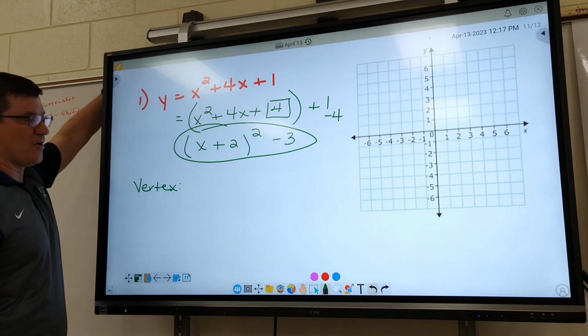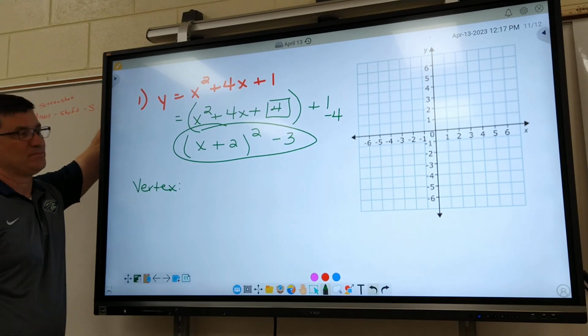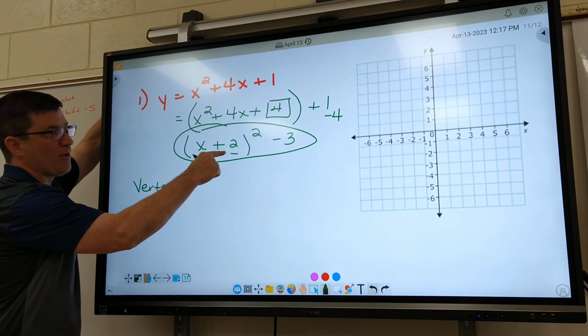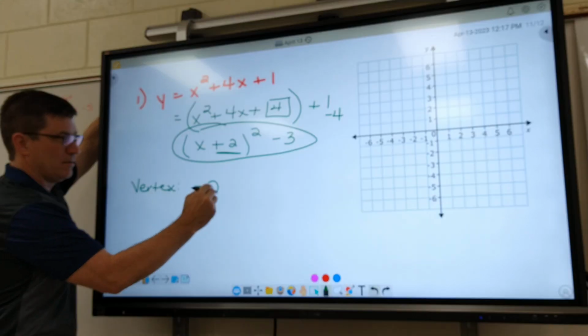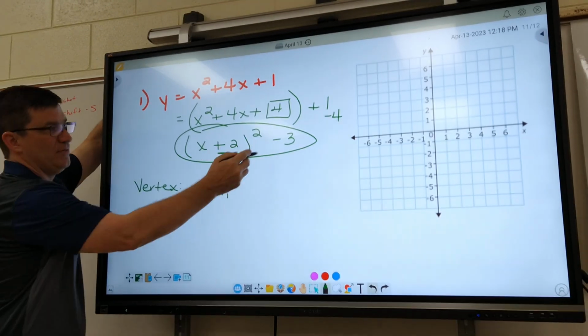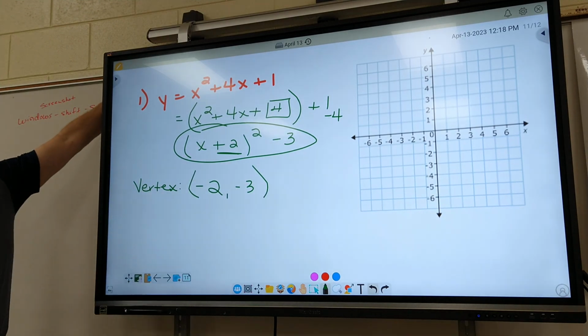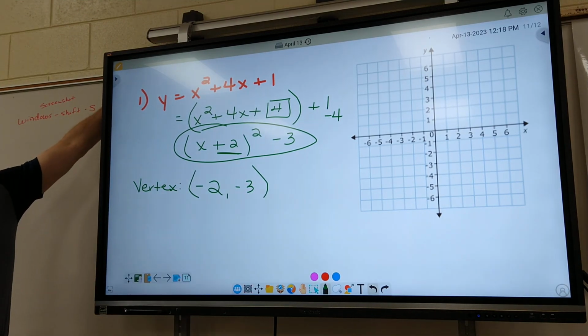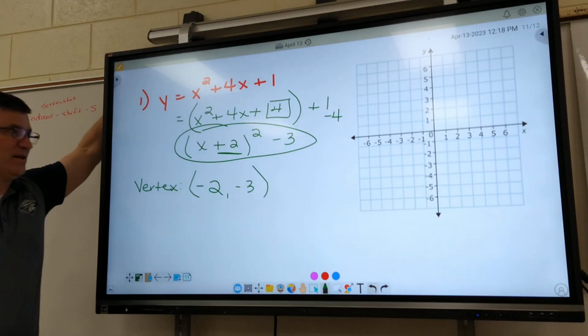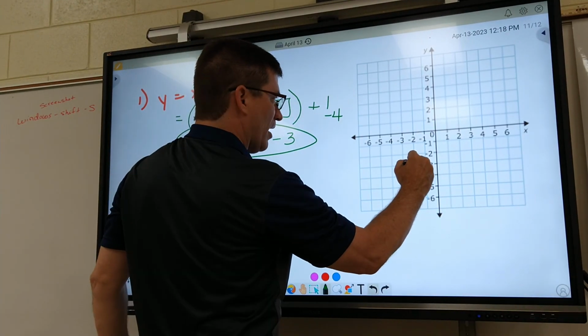All right, so what's the vertex going to be? Anybody want to guess? Negative 3. Negative 2. Why do I change this sign? Because it's in the parentheses. And this one you just bring down, negative 3. That's your vertex. Everybody good on that? So then you plot that? So now let's plot negative 2 and negative 3 right here.